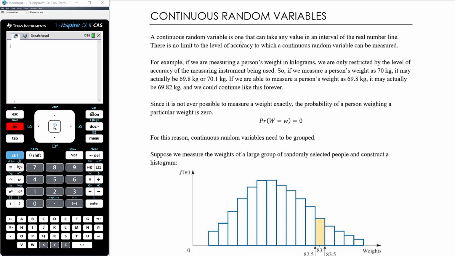For example, if we're measuring a person's weight in kilograms, we're only restricted by the level of accuracy of the measuring instrument being used. If we measure a person's weight as 70 kilograms, it may actually be 69.8 kilograms or 70.1 kilograms. But if your scales only give the measurement to the nearest kilogram, then you'll state that person's weight as 70 kilograms. But they probably don't weigh exactly 70 kilograms. And even if we had a set of scales that go to 1 decimal place, and they tell us that person weighs 69.8 kilograms, actually they may be 69.82 kilograms or 68.97 kilograms.